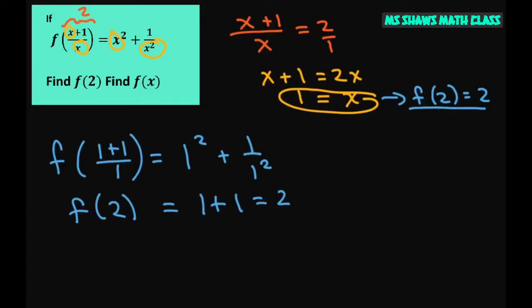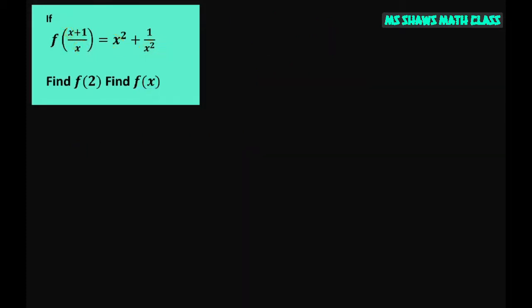Now, to find f of x, we're going to do the same thing. So for that, we want this to be x. If we do it the same way, we get (x plus 1)/x equals x. Now that's going to be confusing because we have too many x's. So for just a short while, I'm going to call that y instead. Then we're going to change it back. So we're going to let x equal y.